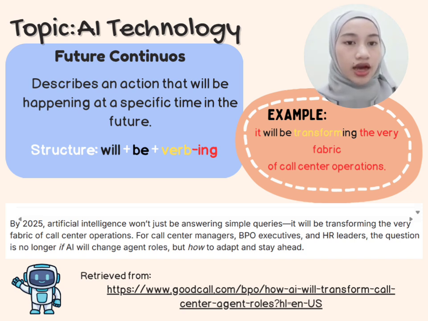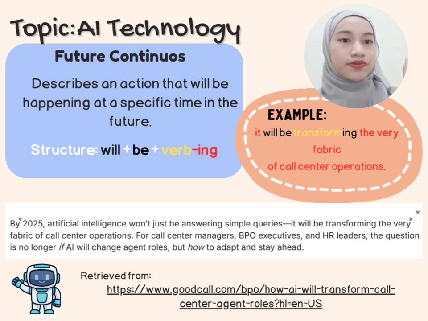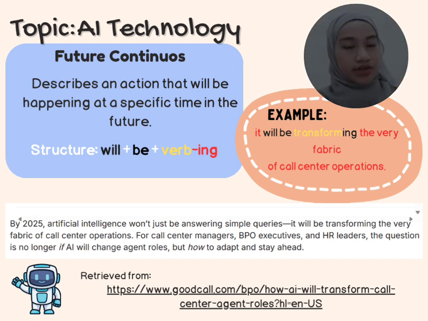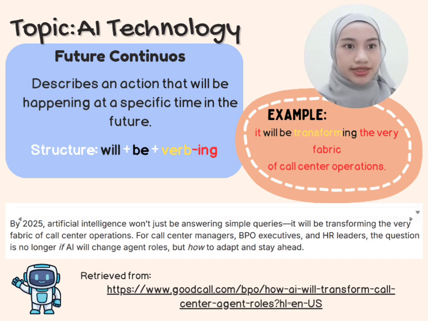FT25110133. Today I will be explaining three future tenses, which are future continuous, future perfect and future perfect continuous. Let's start with the future continuous tense. The future continuous tense describes an action that will be happening at a certain time in the future. The structure for this tense is will plus be plus verb ing.